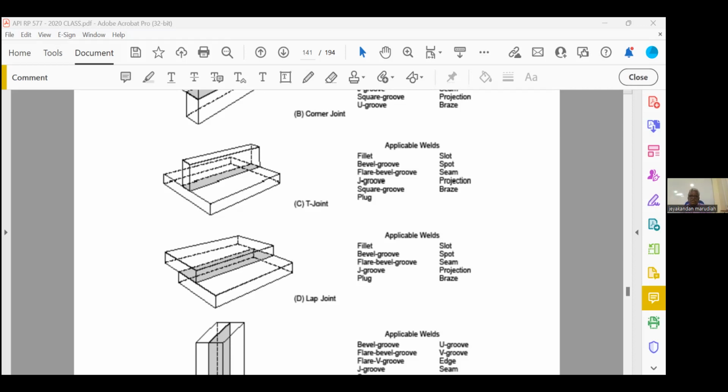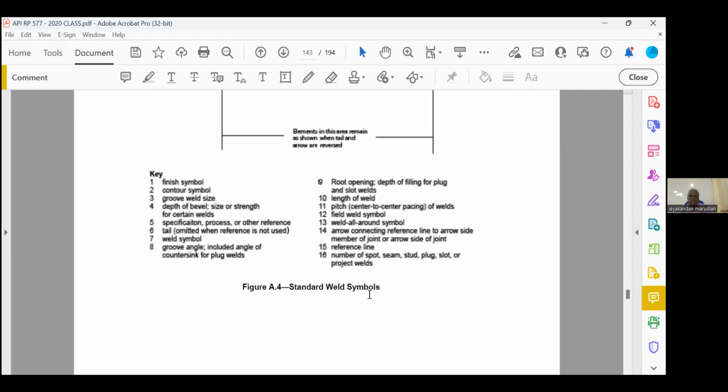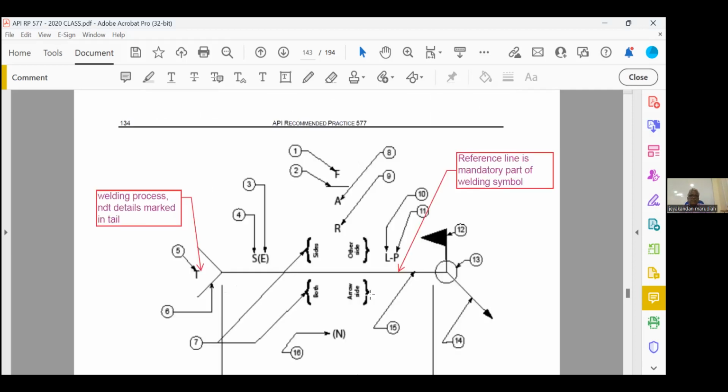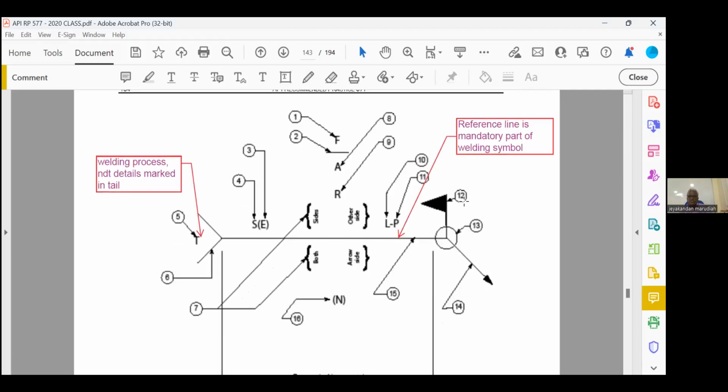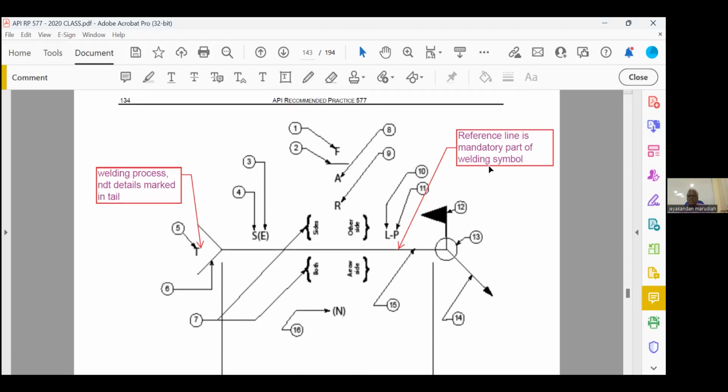Where it is given, just another 2 pages. Please go to the page number. This is the welding symbol, 134. Just write here: this is called a reference line. Reference line is the mandatory part of the welding symbol. This is the reference line. And right here, welding process and NDT details are marked in the tail. These 2 were asked in 2 different exams. Page number 134.